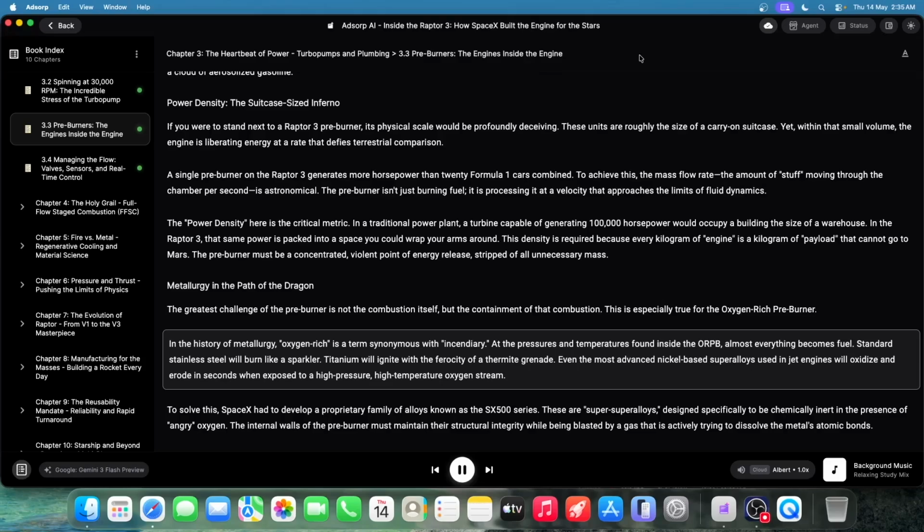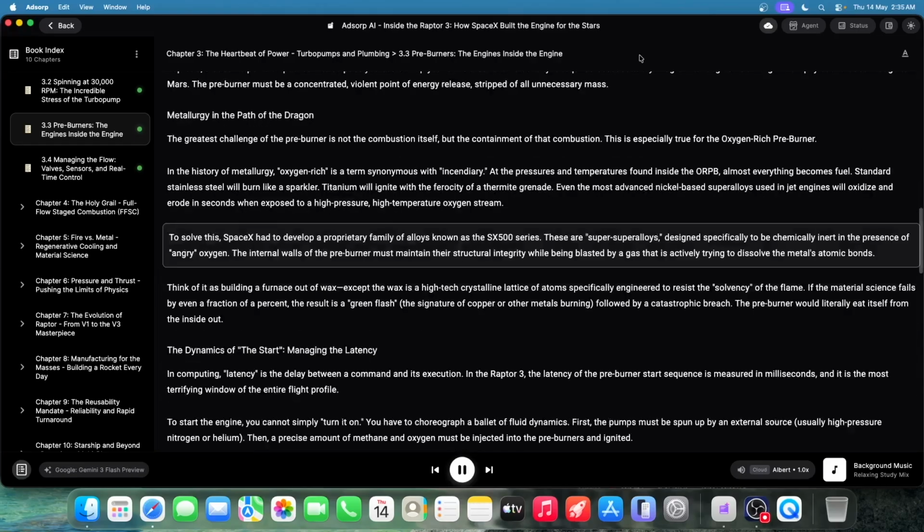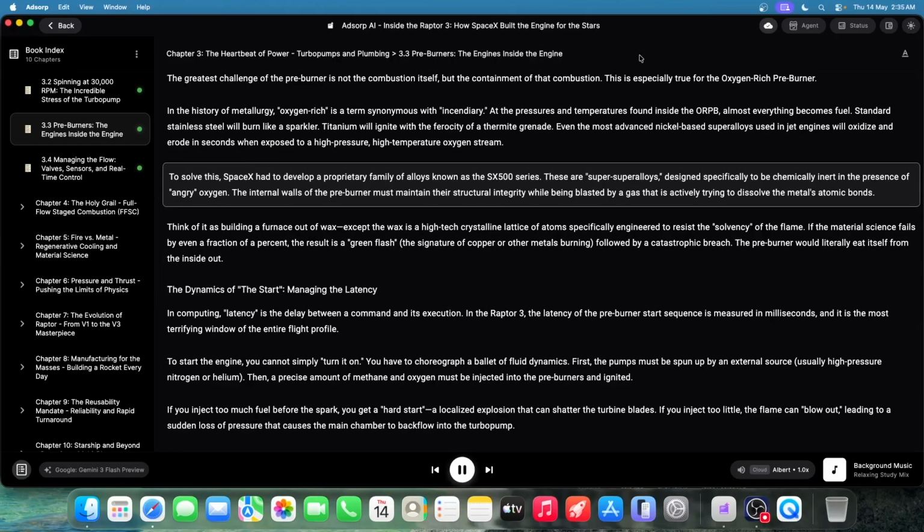And to solve this, SpaceX had to develop a proprietary family of alloys known as the SX500 series. These are super-alloys, designed specifically to be chemically inert in the presence of angry oxygen. The internal walls of the preburner must maintain their structural integrity while being blasted by a gas that is actively trying to dissolve the metal's atomic bonds.